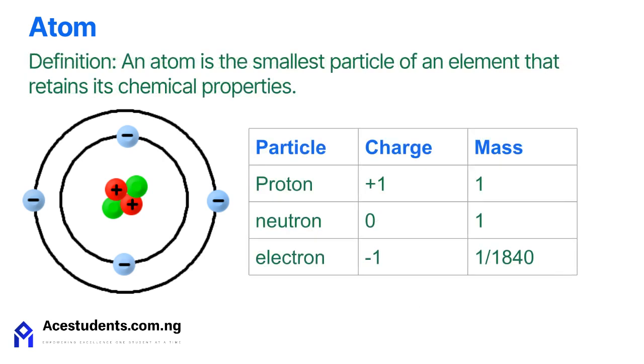Now let us compare the charges and relative masses of the subatomic particles. A proton has a positive 1 charge and a relative mass of 1. A neutron has no charge and also has a relative mass of 1. An electron has a negative 1 charge, but a very tiny mass, about 1/2000 of the mass of a proton. For your exams, always remember that the electron's mass is almost negligible compared to protons and neutrons.